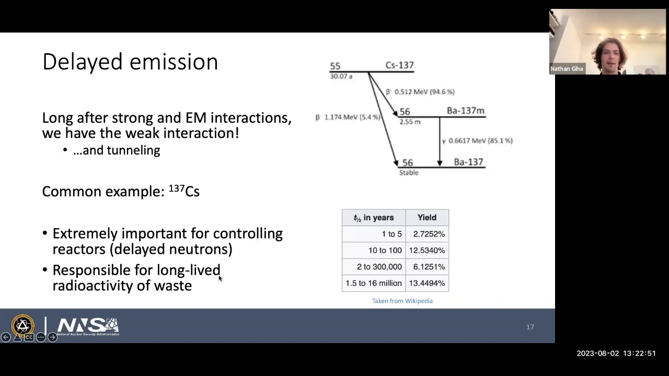And of course, delayed emission is somewhat responsible for long-lived radioactivity of nuclear waste. Now, this definitely doesn't add up to 100 because lots of fission products decay before a half-life of 1 year, but a significant amount lasts quite a while. And that's why nuclear waste is still hot after maybe 10 years.